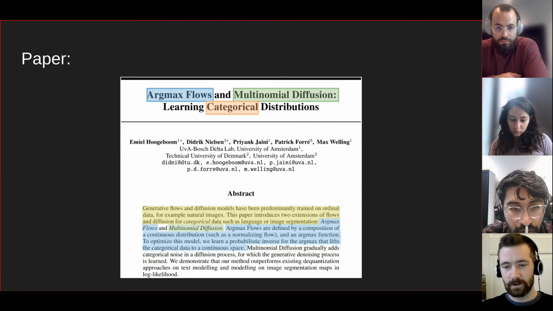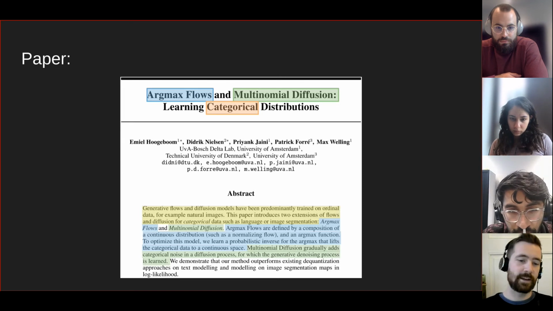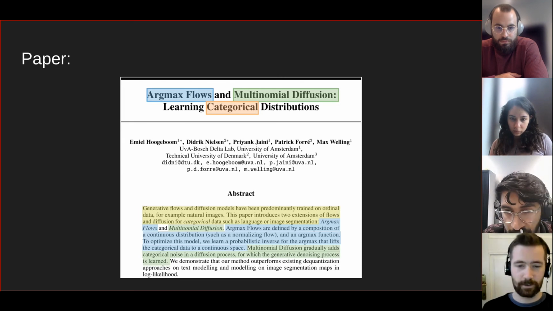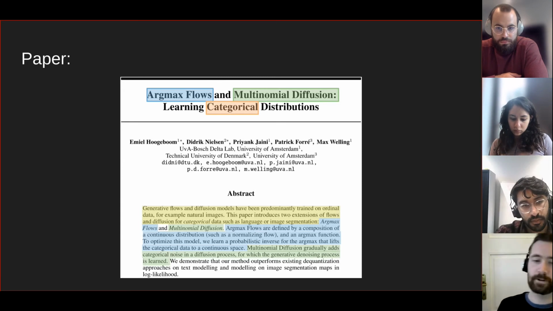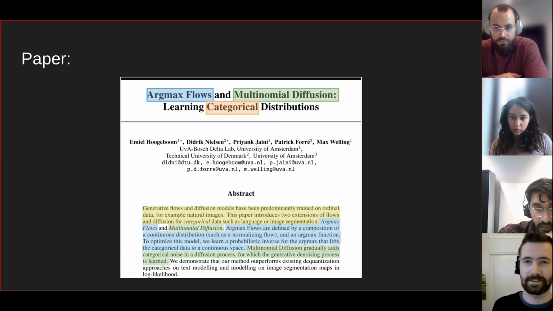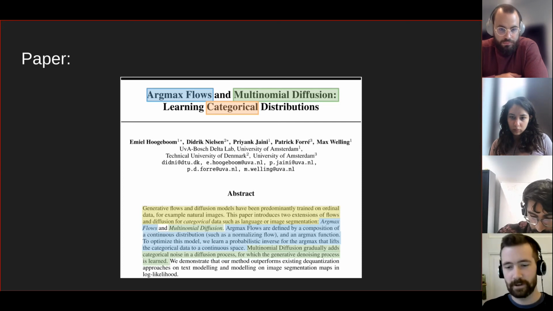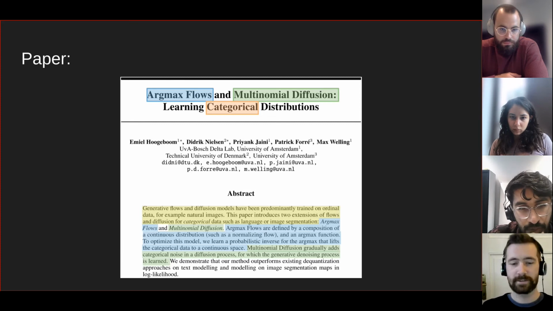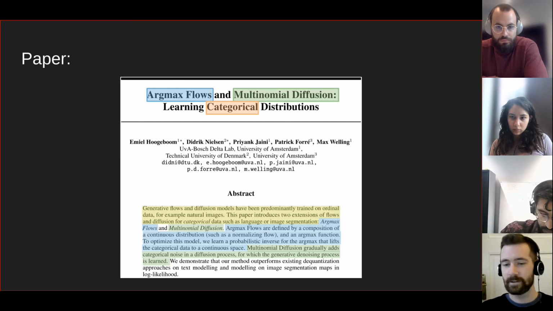And then we learn a probabilistic inverse for that Argmax function that lifts the categorical data back to a continuous space. For the multinomial diffusion, on the other hand, we add categorical noise in the diffusion process, and then we learn to invert or denoise that. So we learn to undo the noising process. And we show in the results that it works reasonably well for modeling text data and image segmentation maps.